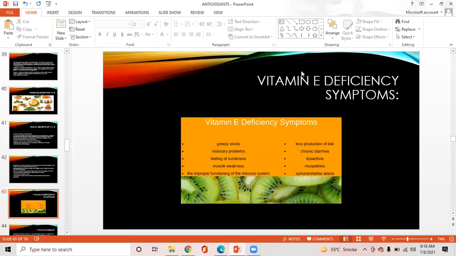These are the vitamin E deficiency symptoms: greasy stools, visual problems, a feeling of numbness, muscle weakness, improper functioning of the immune system, less production of bile, chronic diarrhea, dysarthria, myopathies, and spinocerebellar ataxia.